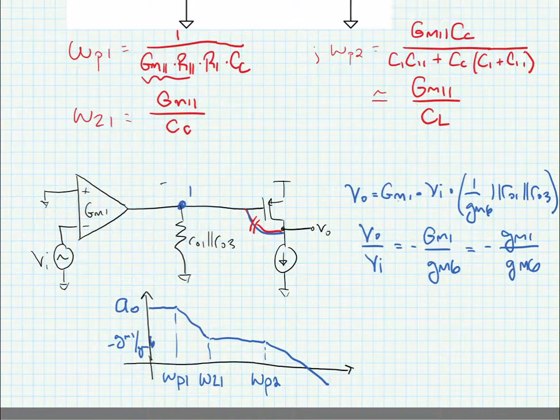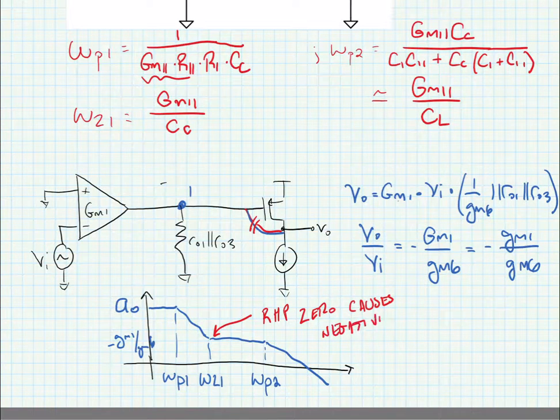So we have an issue here. The right half plane zero is causing a negative phase shift, which is the same direction of phase shift that the left half plane poles cause. And depending upon the sizing of our transistors, the GMs might be such that the gain is slightly greater than 1.